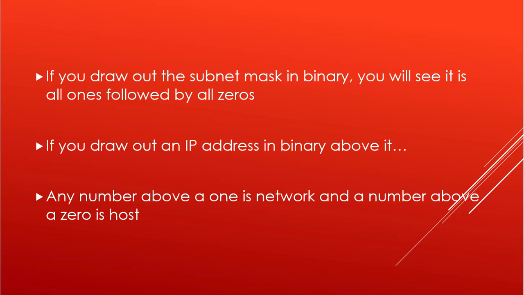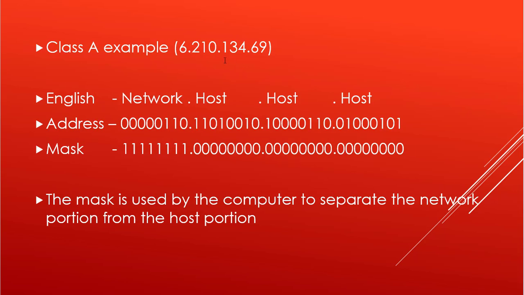And the reason for that is if you draw the subnet mask in binary, you'll see it's always all ones followed by all zeros. So if we draw it out, and we draw out the IP address above it, any number above a 1 is network, and any number above a 0 is host. So let me show you an example. So here's a class A IP address, 6.210.134.69. So in English, we know that as network, host, host, host.